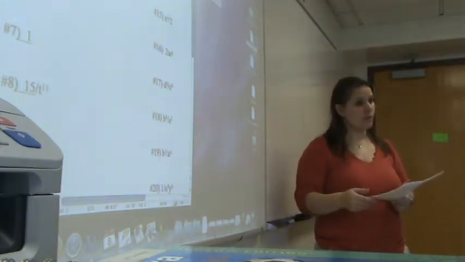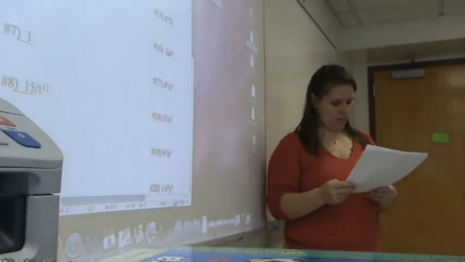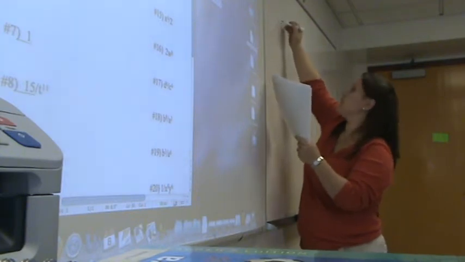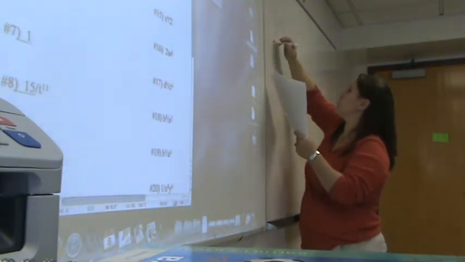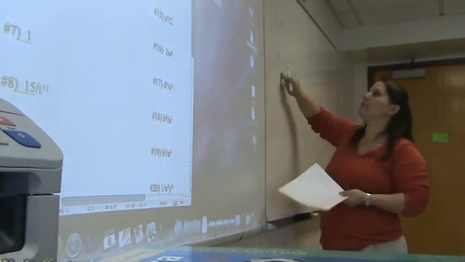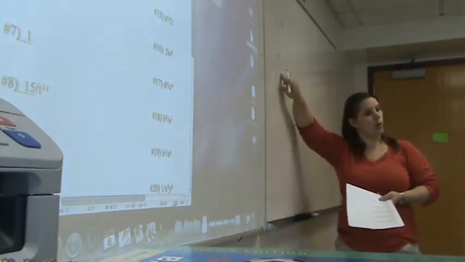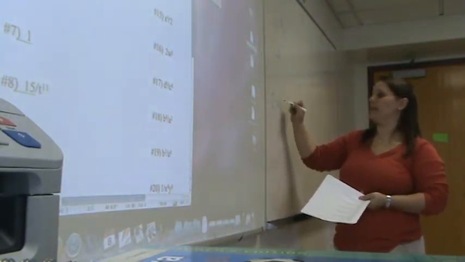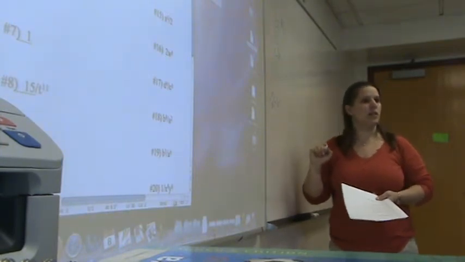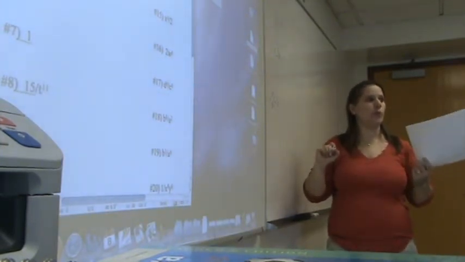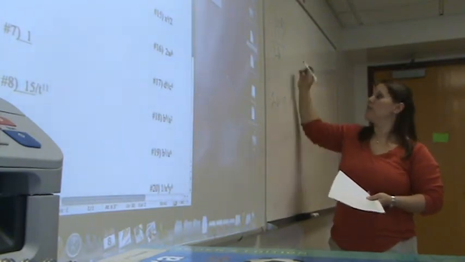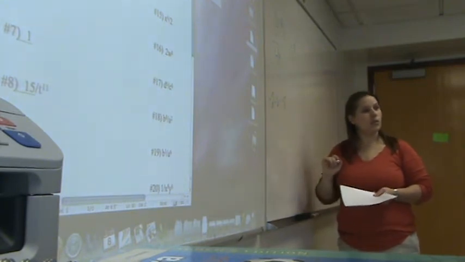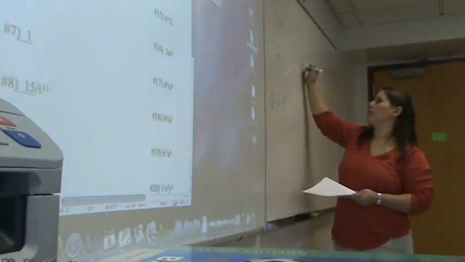For number 11, I got 1 over 1 to the 8th, and for 12, I got 1 over 1 to the 2nd. Okay, so let's do number 11 first. 4 to the negative 2nd divided by 4 to the 6th. When we divide powers, what's the rule? You subtract the exponents. So negative 2 minus 6 is negative 8. We have to be really careful. So this is really 4 to the negative 8, and how do we rewrite that using positive exponents? 1 over 4 to the 8.